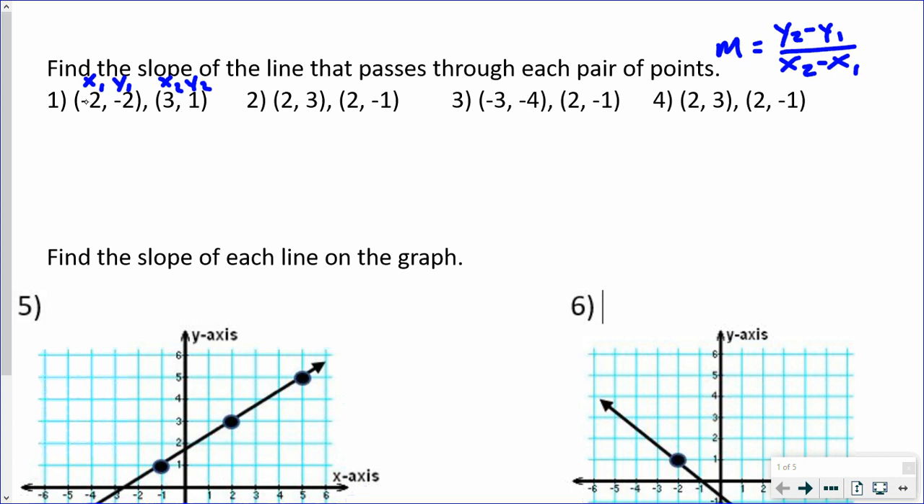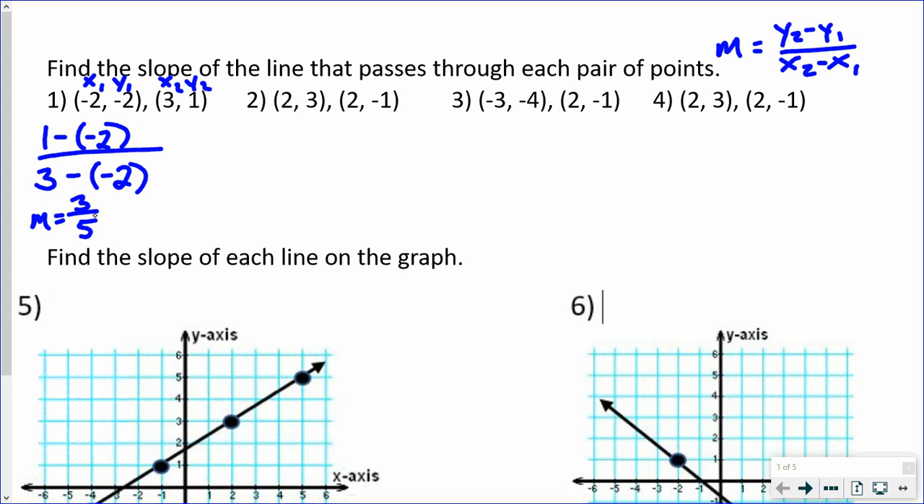You just can't call this x1 and this y2, right? So 1 means that's your first point, 2 means your second point, and it doesn't matter which one is your first one and which one's your second one. Once you've labeled them, then you just plug them into this formula. So we would do y2 minus y1: 1 minus negative 2 over x2 minus x1. So 1 minus negative 2 is 3, and 3 minus negative 2 is 5. And so the slope is 3/5.